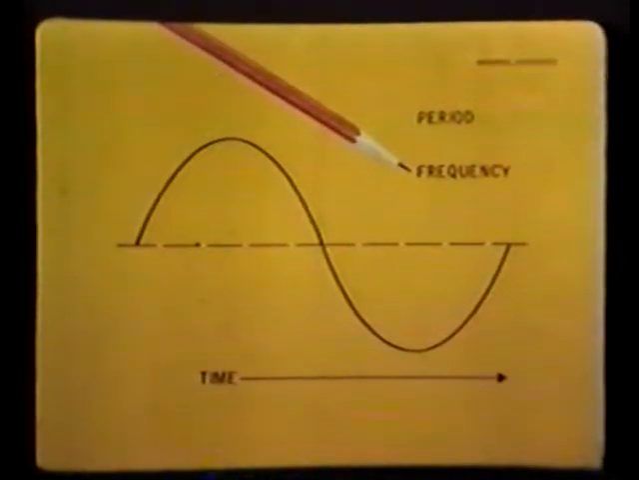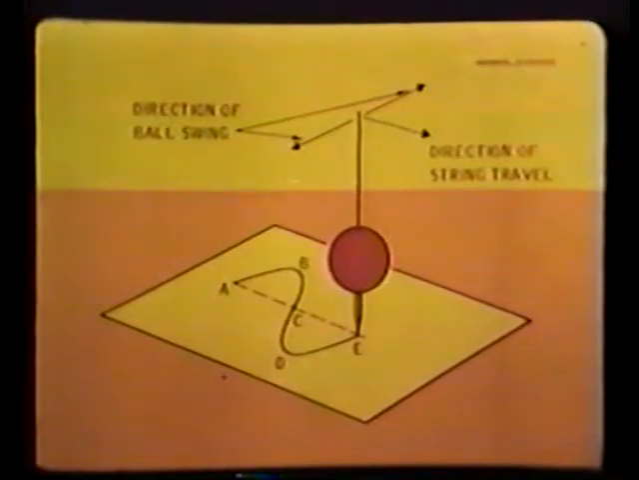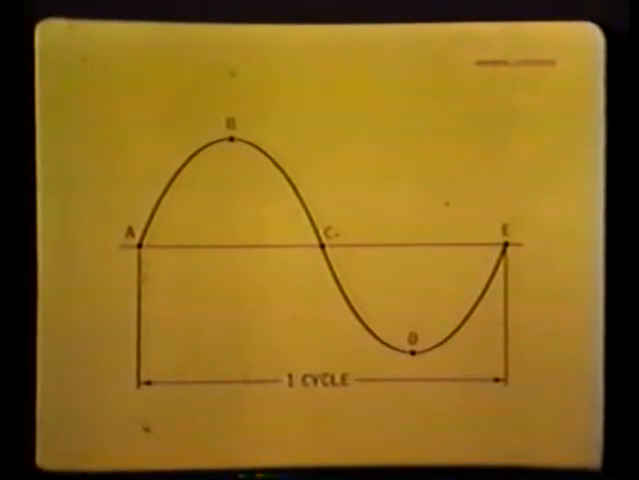Again, recall the swinging ball and pencil suspended from a string. If the swinging ball moves over the path A to B to C to D to E in 1 second, the period of the cycle is 1 second, the time required to complete one cycle. The frequency, then, is 1 cycle per second. Since Hertz is the internationally accepted term for cycles per second, we can say that the frequency is 1 Hertz.